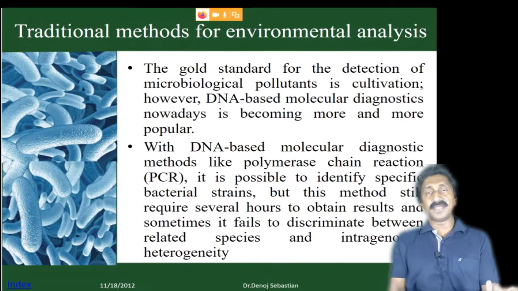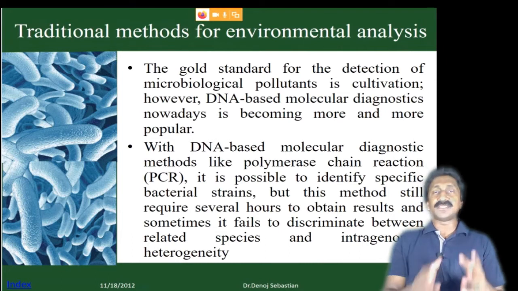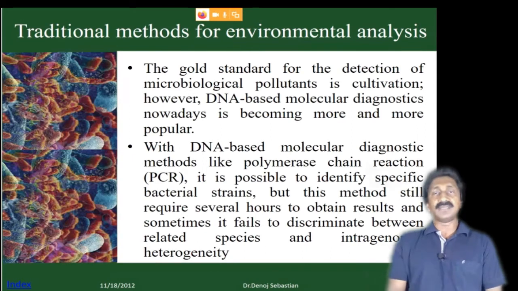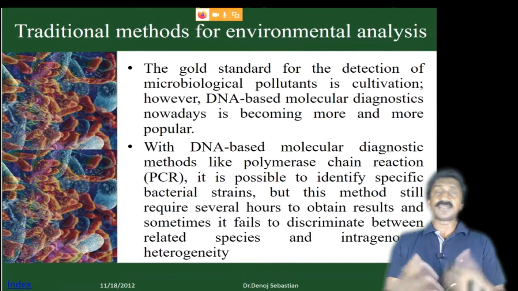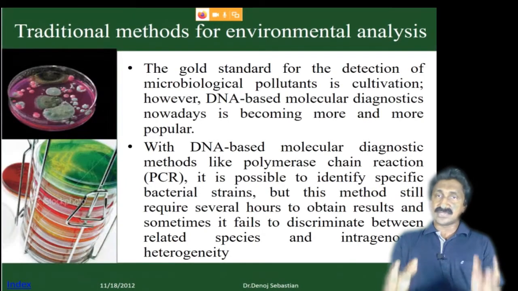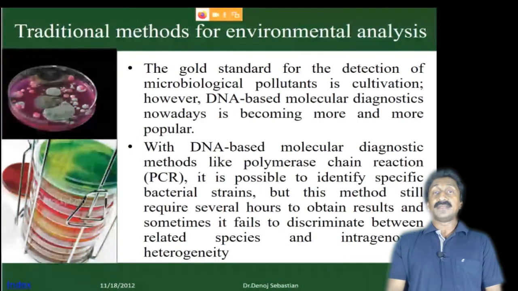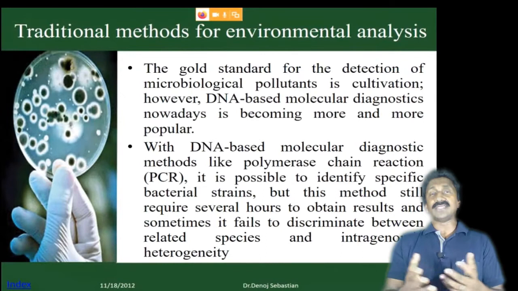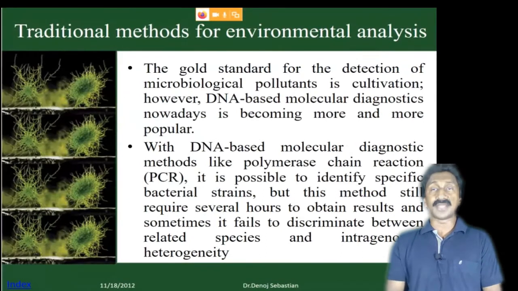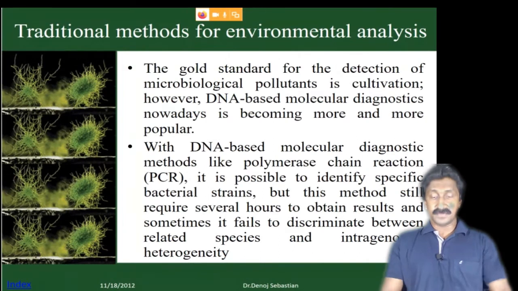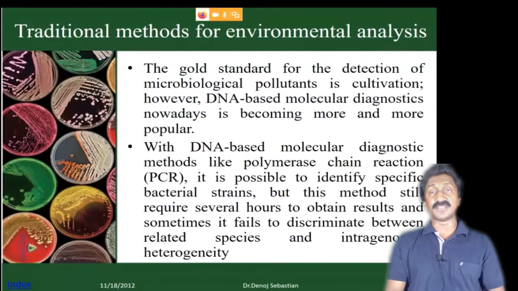Naturally, they will not be growing in the medium because their specific demands were not met by the medium provided, and the growth conditions, including the temperature, pH, and the various other growth conditions, were not satisfactory to those organisms. So microbiological cultivation, even though it is considered a gold standard, cannot be used for unknown pollutants or unknown microbiological entities because of the problem of unculturable organisms present in the environment.